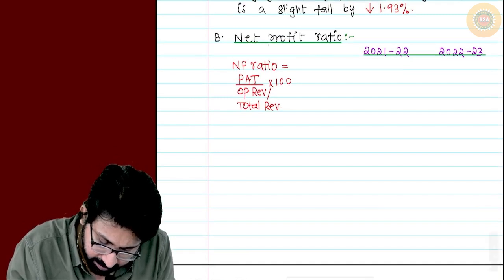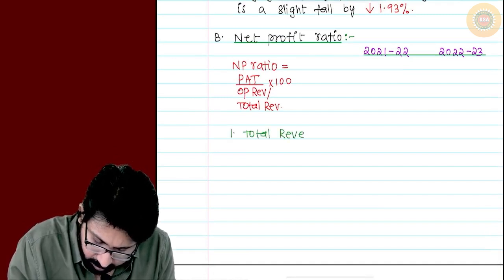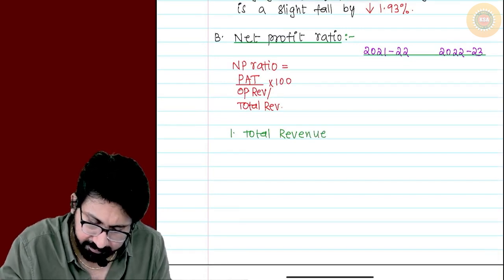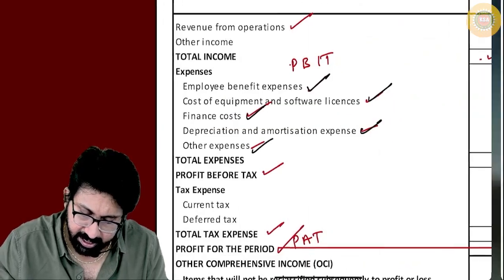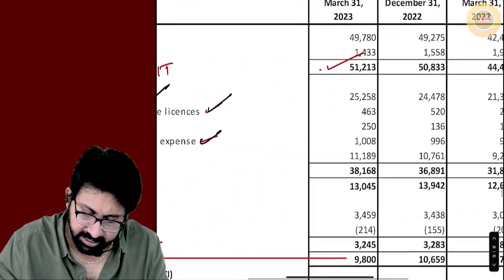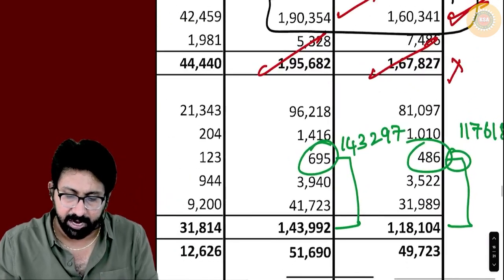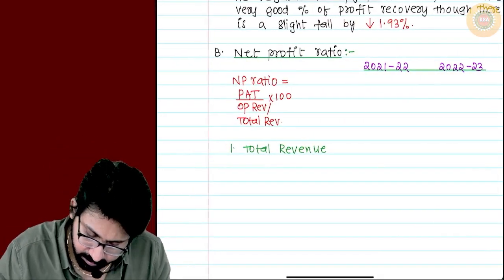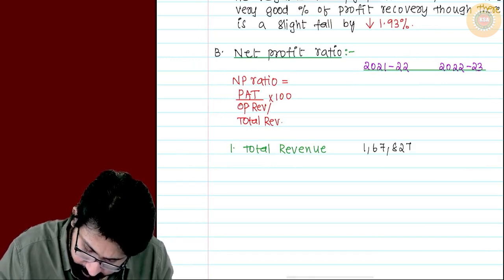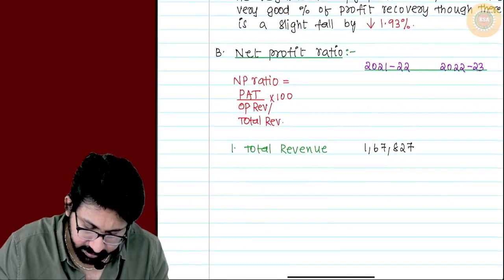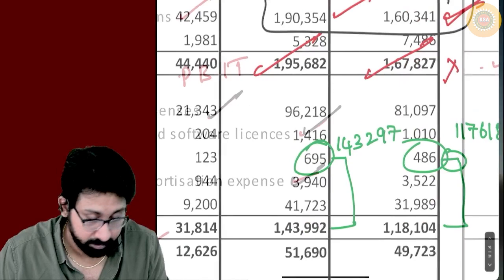And please tell me, number 1, what is the total revenue of this particular company this year? See there and tell me the numbers once. Please help me with the numbers. What is the numbers? 167,827. Next, 195,682.